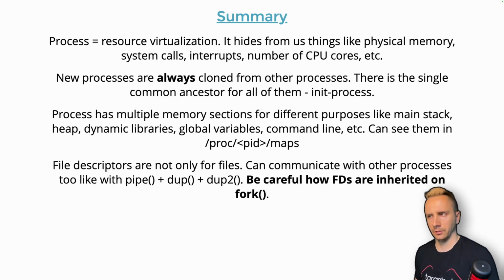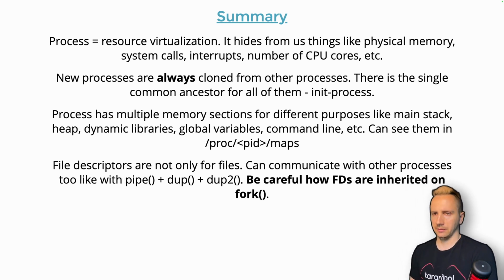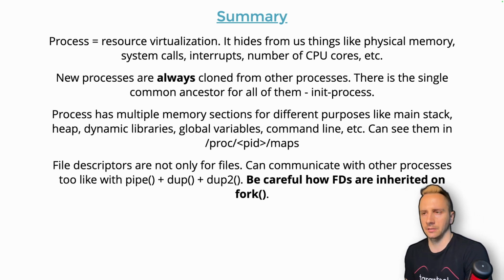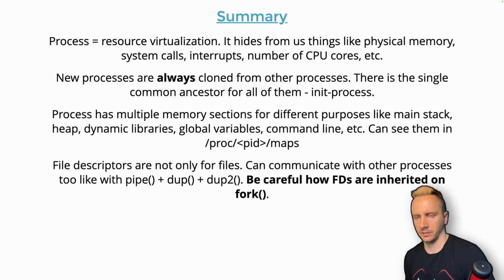File descriptors are not only for files. A file descriptor in general is just a descriptor. It describes some entity. It can be a file, a socket, a pipe, or standard input-output, which underneath is actually also a pipe. And this way you can communicate with other processes on the same machine, or even on different machines if it's networking. You just have to be careful when you're using pipe and dup2, how to close the unused descriptors and how descriptors are handled when you call fork.